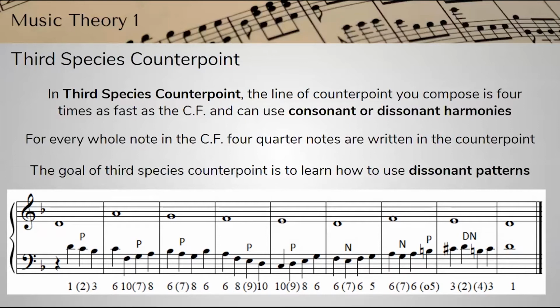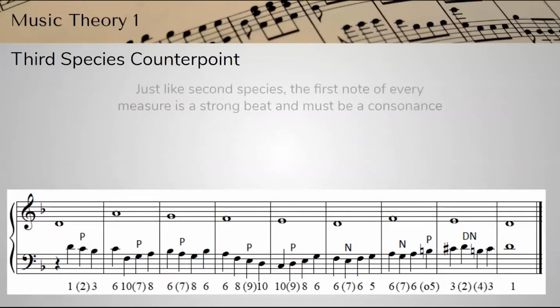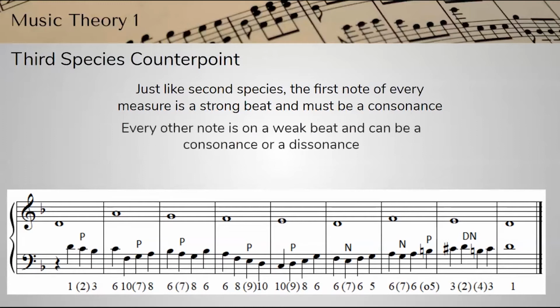All right, so just like in second species, the first note of every measure is a strong beat and must be a consonance. And you can see through here, for every first beat that we write, it's going to be a consonant harmony, okay? Just like in second species. Also, like second species, all the other beats in the measure are considered weak beats, and they can either be a consonance or a dissonance.